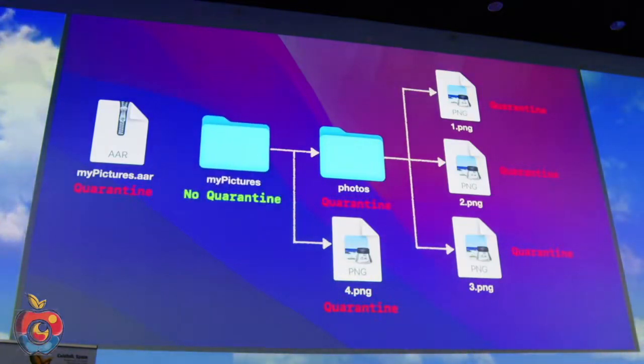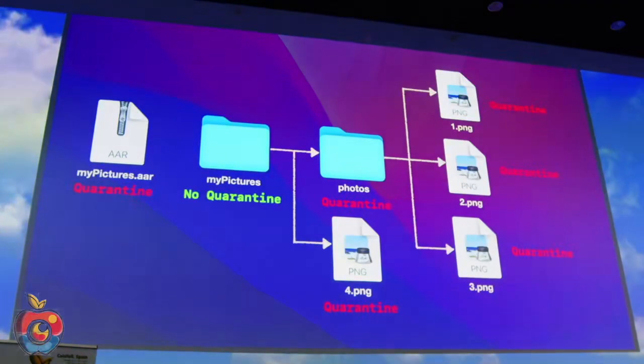So Archive Utility has created this mypictures folder. We didn't originally put that in the archive. So how exactly did this folder get created? It's pretty interesting, so we'll look into the discovery of how this non-quarantined folder got created.